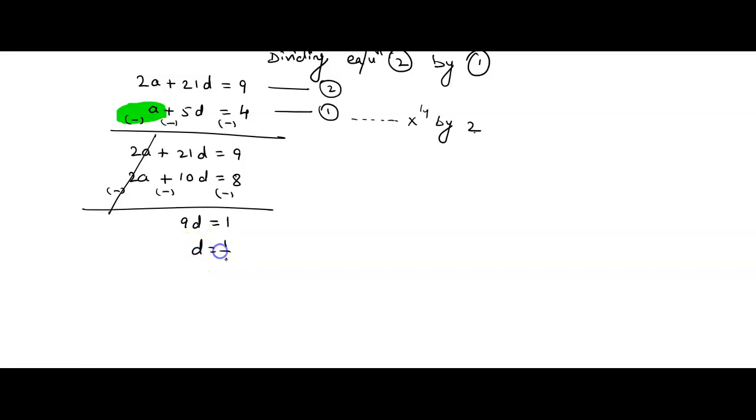So d is equal to 1 by 9. I am solving the next step here itself. Okay, d's value is 1 by 9. Now I want to find the value of a. They are asking us to find the common difference and the first term. The common difference value we have got, that is 1 by 9.